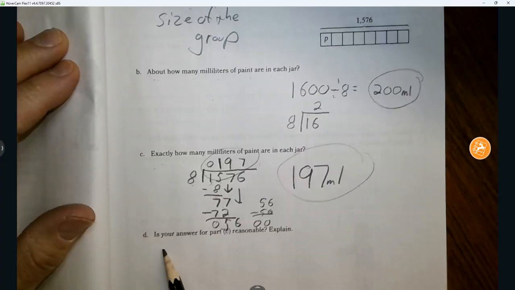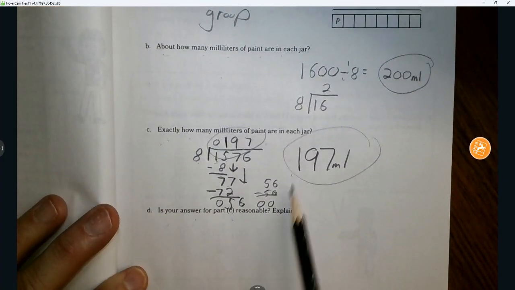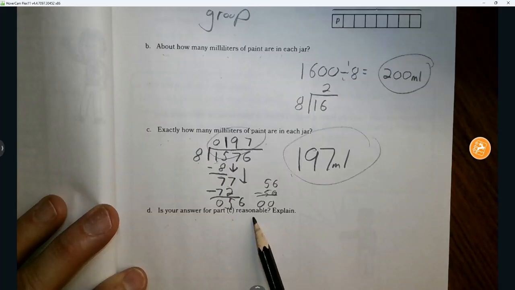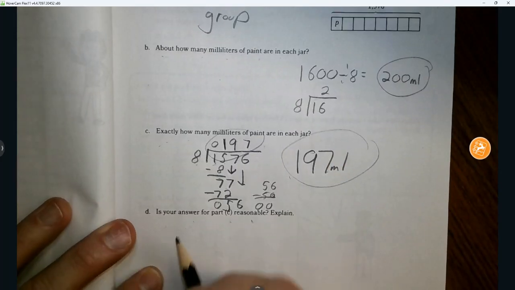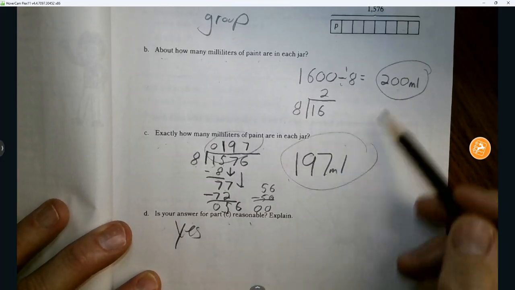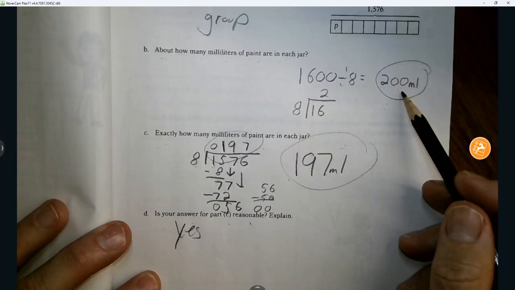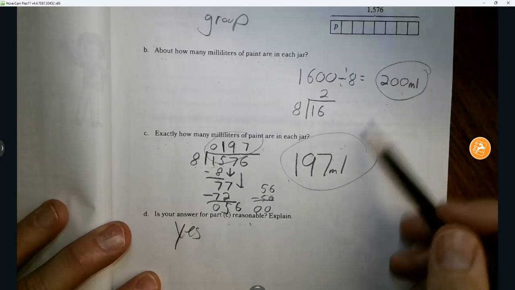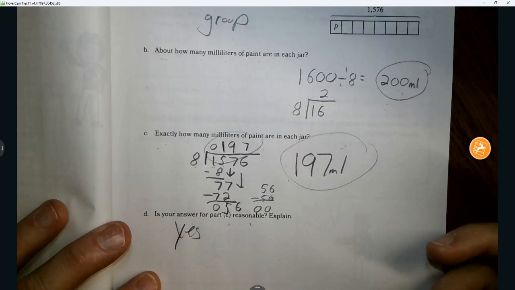So the last one is kind of weird. It says, is your answer for part C reasonable? It is reasonable because we showed our proof. So yes, it's also close to our estimate, right? Our estimate here, we said 200 was about how much. Our exact was here, so we're off by 3 milliliters. I mean, that's a pretty good guess.